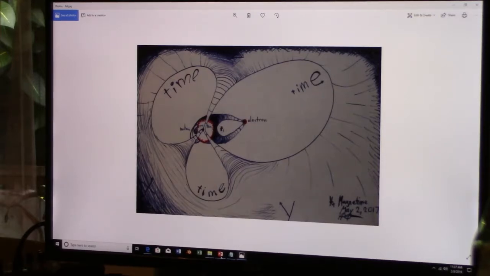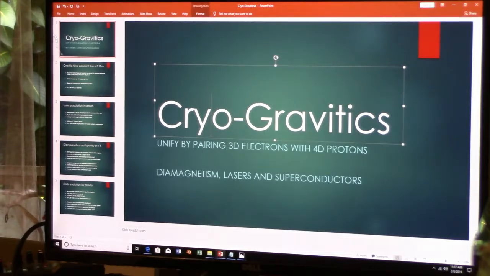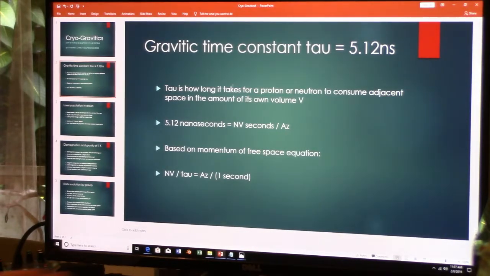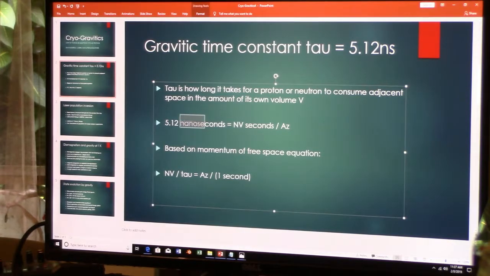So let's go back to the overview of what we're talking about here. Now, this gravity has a time constant of 5.12 nanoseconds. This is how long it takes for a proton or neutron to consume the adjacent space in the amount of its own volume. Now, this can be calculated for any planet or star, this 5 nanoseconds here.